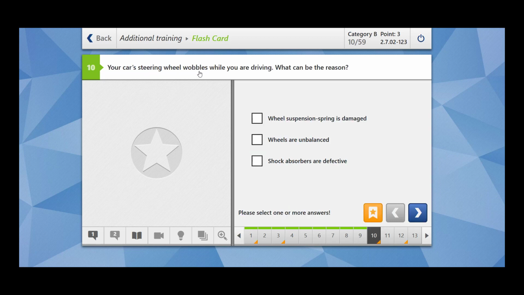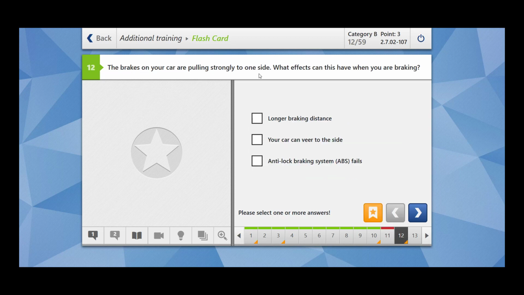Your car's steering wheel wobbles while you are driving. What can be the reason? Wheel suspension spring is damaged. Yes. Wheels are unbalanced. Yes. Shock absorbers are defective. So this you have to remember. If your steering wheel wobbles, any of these things could be wrong: your shock absorbers, your wheels are unbalanced, or your wheel suspension spring is damaged. This you have to learn.